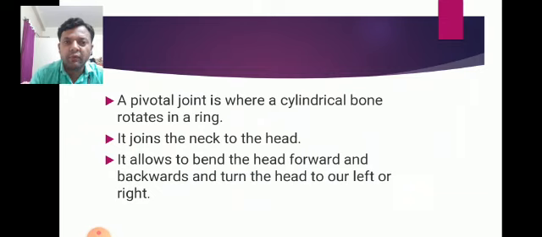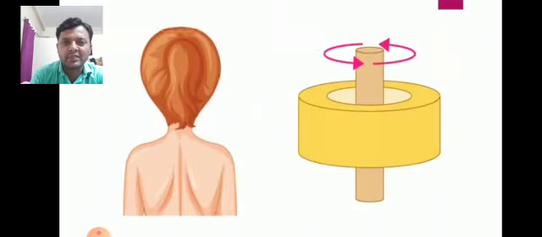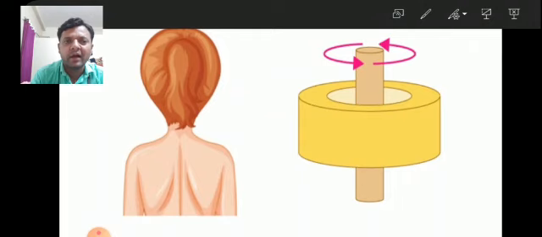A pivot joint is where a cylindrical bone rotates in a ring. As I told you, once again you can see the picture. A cylindrical structure moves in a ring. You can see this yellow ring. I want to show you the ring here.